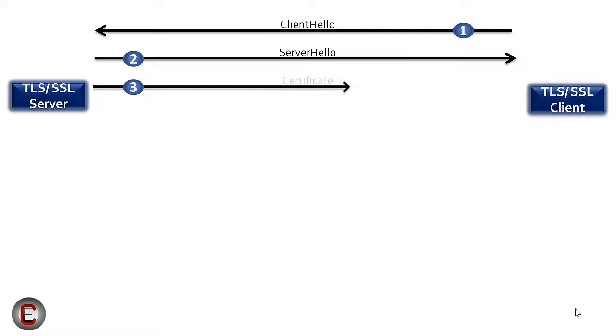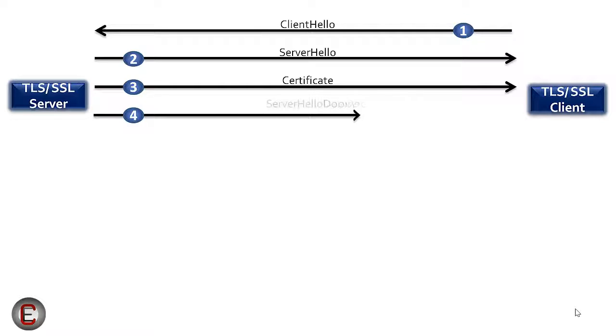The certificate message. The server sends its X509 certificate, which contains the public key of the server. The server done message. This message indicates that the server has finished sending and allows the client to talk back. The server may request an additional certificate from the client for mutual authentication.